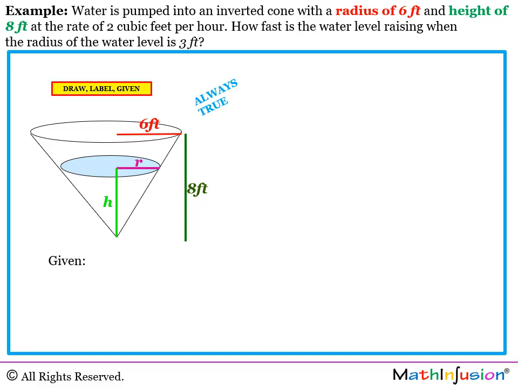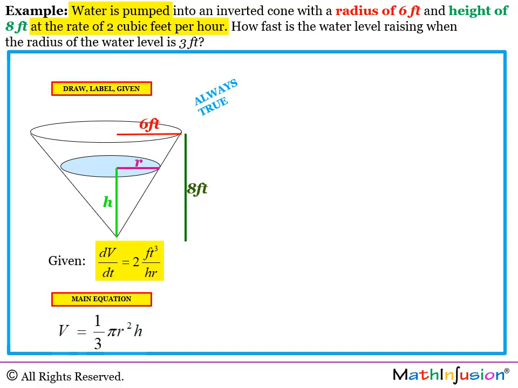What is given that is always true? It's only that the water is pumped in at the rate of 2 cubic feet per hour. It means that this is the rate of the volume, dV/dt is 2 cubic feet per hour. The main equation is obviously the equation of the volume of a cone because we have r, h, and V. The volume of a cone is 1/3 of pi r to the power of 2 times h.